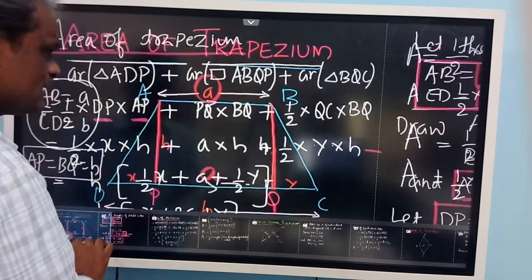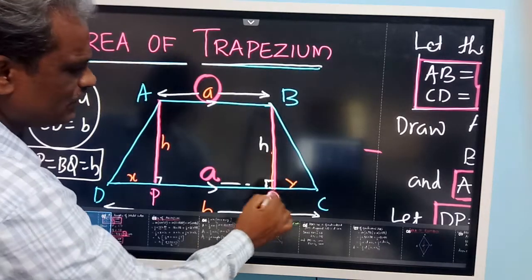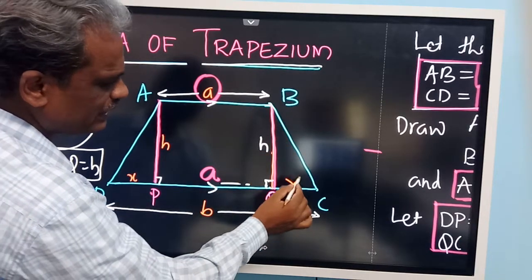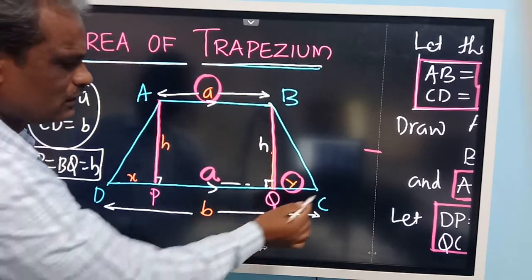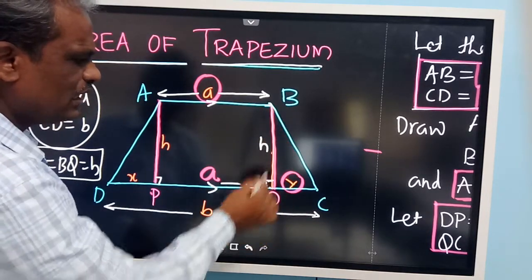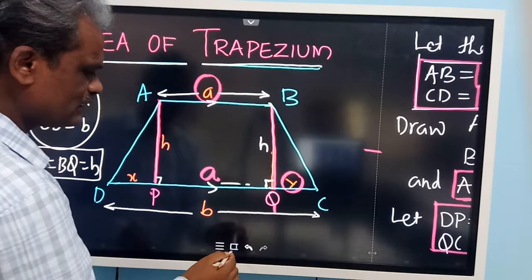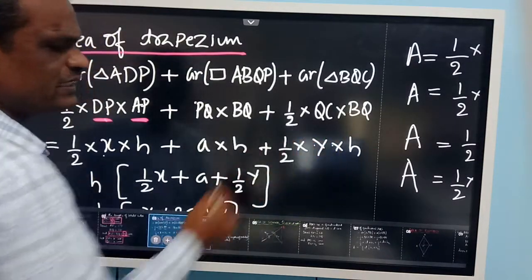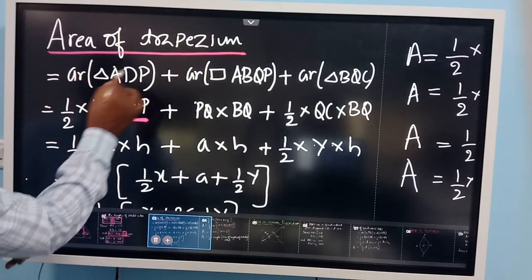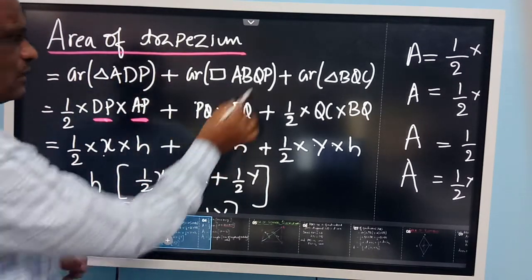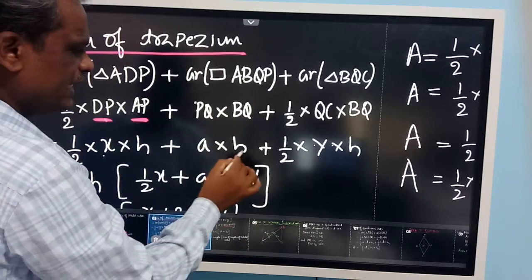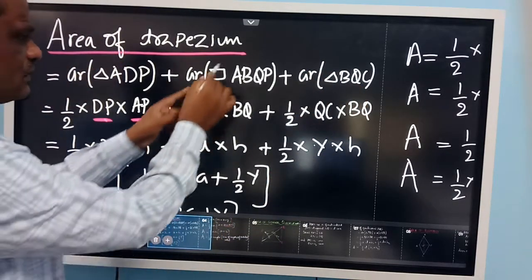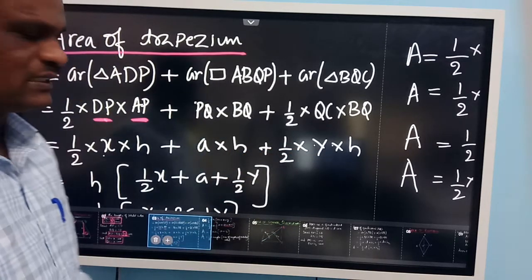Now come to the first triangle: half base into height. Base is DP, which is X, height is H. So half into X into H. The rectangle is A into H. For this triangle, base QC I have taken as Y, so half into Y into H. So the three terms are half XH, AH, and half YH.